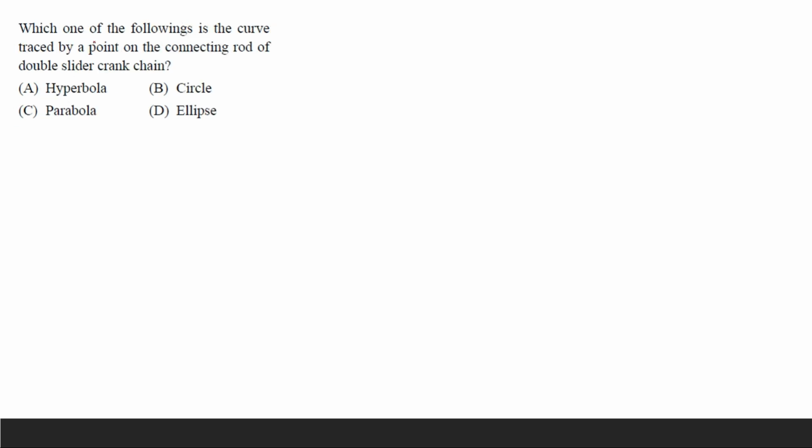Now which one of the following is a curve traced by a point on the connecting rod of a double slider crank chain? It is not given that the point is at a center or anywhere else, so we have to assume that it is out of the center and the path traced should be ellipse.